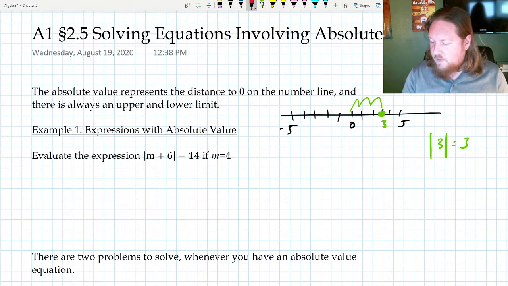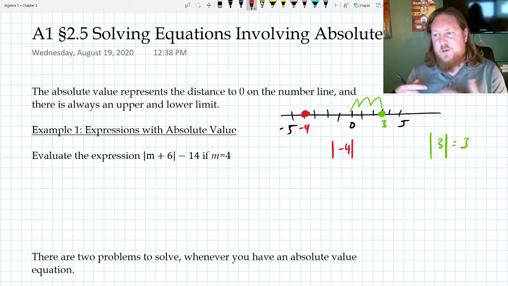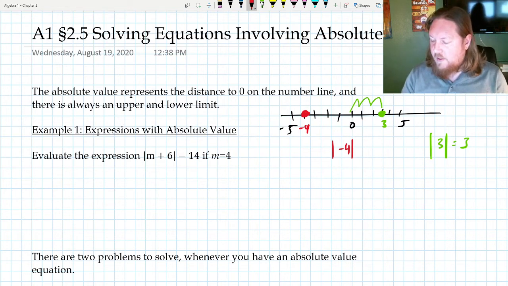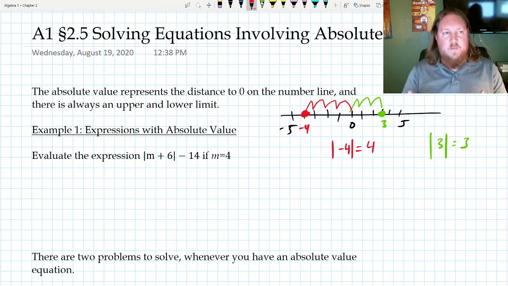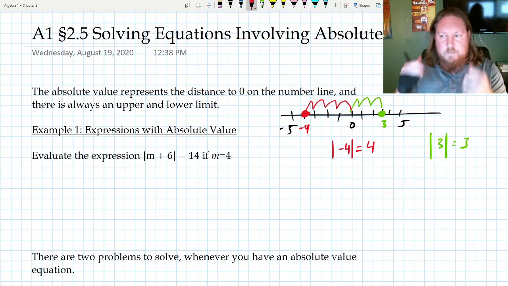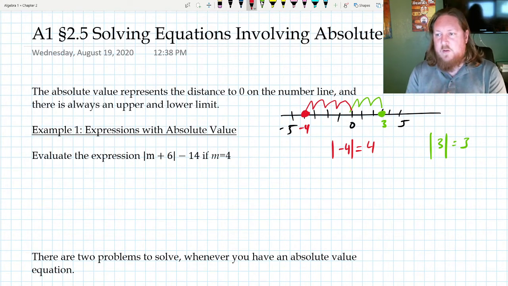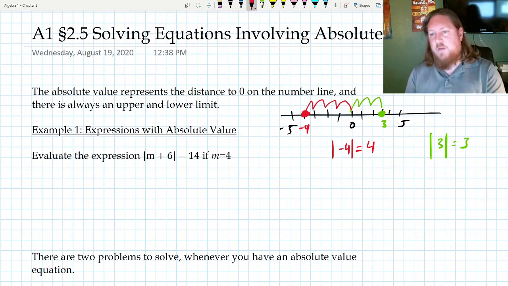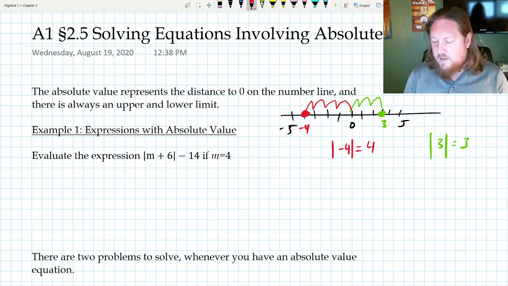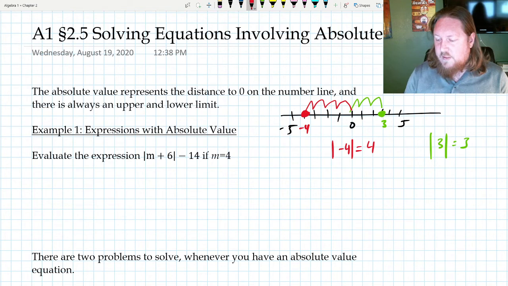If we put another dot, let's say at negative 4, when I see the absolute value of negative 4, it's asking how far away from 0 is that point on the number line. And it's 1, 2, 3, 4. So even though it's a negative value, the distance from 0 is positive. So that's the main rule here: whatever's inside the absolute value, make it positive. Don't change the sign, just make it positive. If it's already positive, leave it alone. If it's negative, make it positive. So that's the idea behind what an absolute value is.